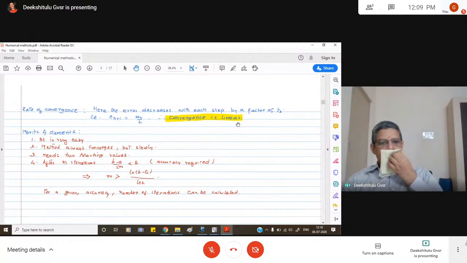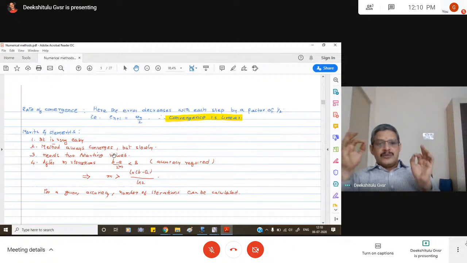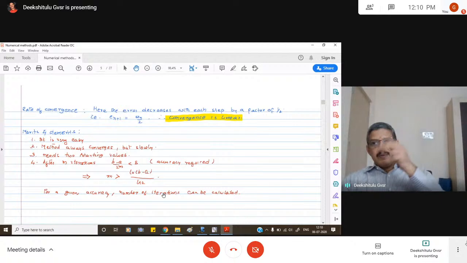Then what are the merits and demerits of bisection method? First thing is very easy. Compare the signs, go for the next midpoint, again compare the signs, and it goes on. It's very simple. Second, the method always converges, because the root is between a and b, it is sure that we have a root between a and b. So it is sure to converge to a root, but very slowly. We take convergence rate as linear, convergence of degree 1. It needs 2 starting values, a and b, 2 approximations that you have to identify.